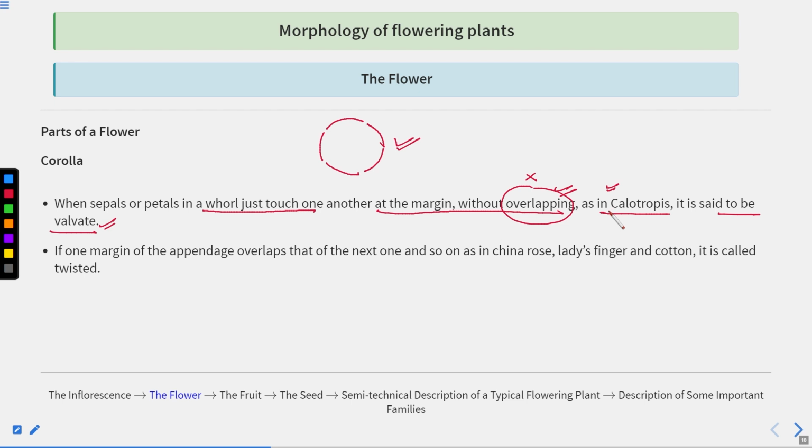It is the flower that is offered to God Shankar. And if one margin of the appendages overlaps that of the next one, as in China rose, ladyfinger, and cotton, then here this overlaps this, this overlaps the next, and so on. Here in the valvate there was no overlapping, but in the twisted you can see the overlapping, and that is why it got the name twisted type of estivation.